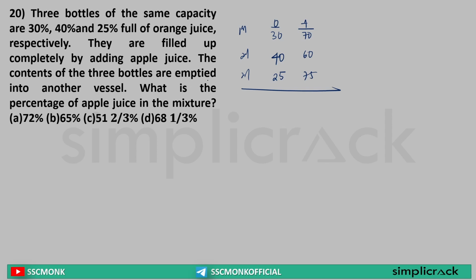Yes or no? It is saying what is the percentage of apple juice in the mixture. Now see, all are equal to what? 100. So the total amount of the mixture is 300. Out of this 300, how much is apple? Sir, 70, 70 plus 60 plus 75 is equal to 205. So it is equal to 205 by 300 multiplied by 100%. 0, 0 crossed out. 3 6s are 18, 2 5s, 3 8s are 24. 1 by 3% is the answer. So the answer is 68 1 by 3%. This sort of question will be seen frequently in your examination. You just need to understand the language and solve it.